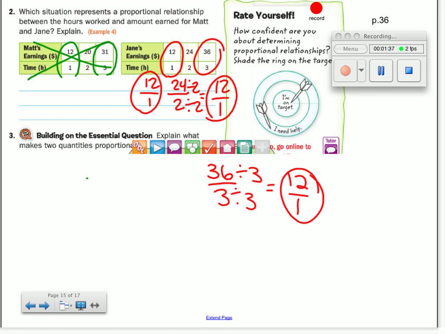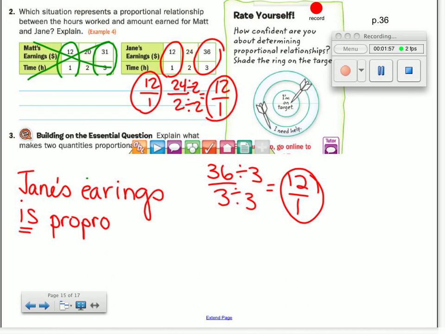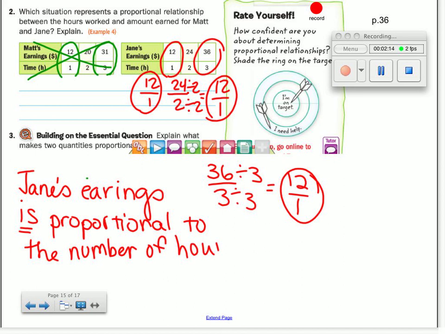So therefore, when I write this out, I would say Jane's earnings, or maybe you would say the amount of money Jane earned, is proportional to the number of hours she works.